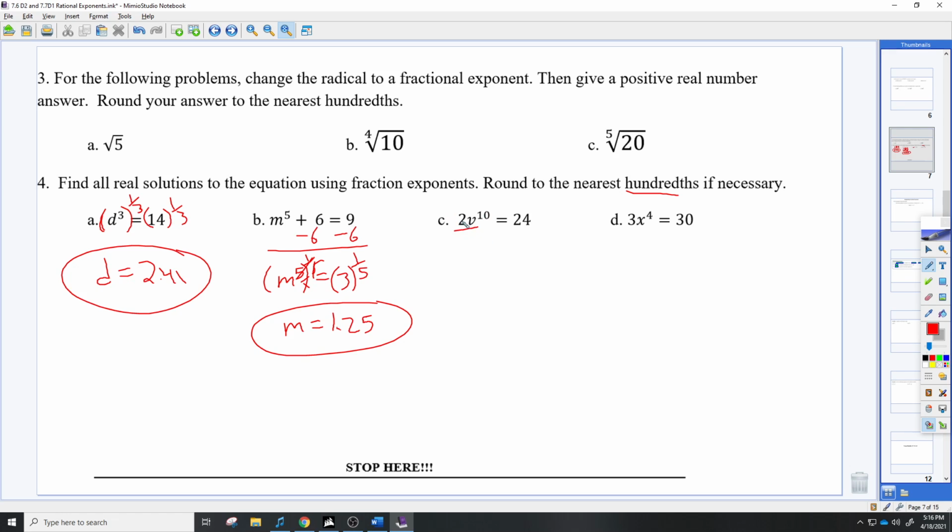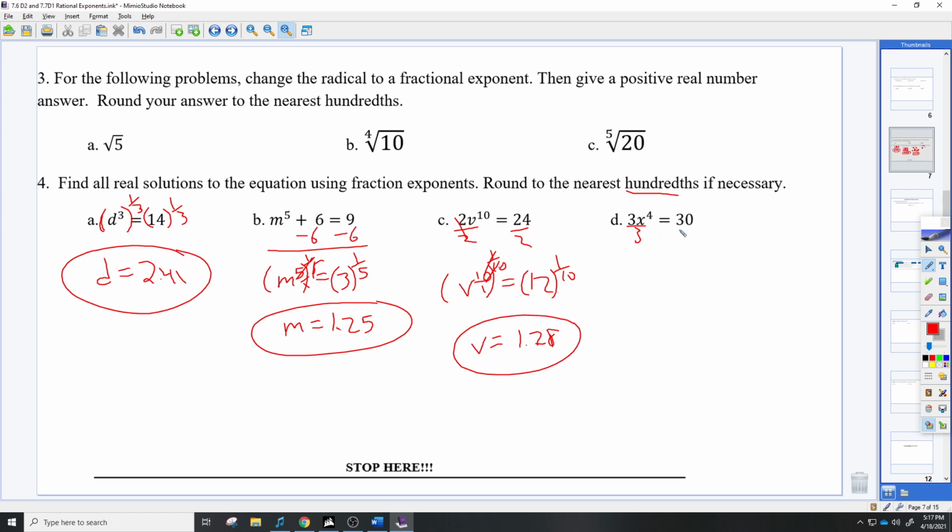All right, part C, I would get rid of the 2 first by dividing by 2. V to the 10th equals 12. Get rid of the 10th power by doing 1 over 10. 10 over 1 and 1 over 10 are gone. V's by itself. Another small answer, I do believe. 12 to the 1/10 is pretty small. I got 1.28. Make sure you're getting the same answers as me.